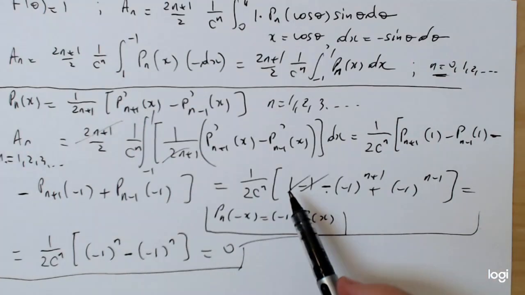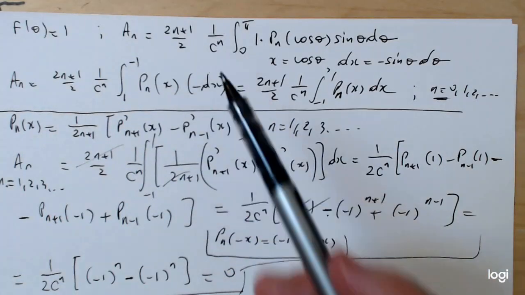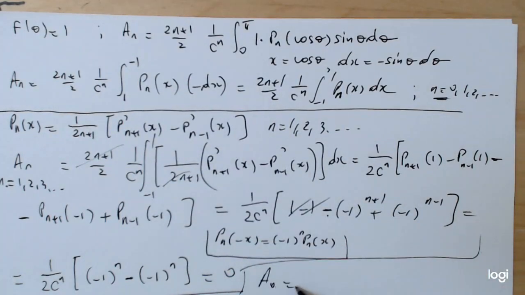So going all the way back to these coefficients, let's do a naught separately. So a naught is 2 times 0 plus 1 over 2, 1 over c to the 0, and the integral from 0 to pi, P naught of cosine of theta, sine of theta, d theta.